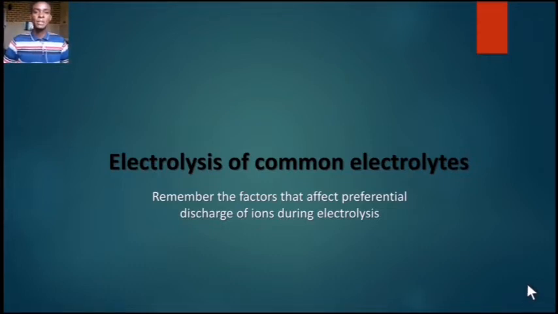And the last factor is the nature of the electrode. I told you there are two types of electrodes: either inert or active. And we said there are two major inert electrodes, graphite and platinum. Graphite is attacked by oxygen to give us carbon dioxide, while platinum is attacked by chlorine. So that's just a summary of what we did in our last week's lesson. In this lesson, we are going into applying these factors that affect preferential discharge of ions during electrolysis. So stay tuned.